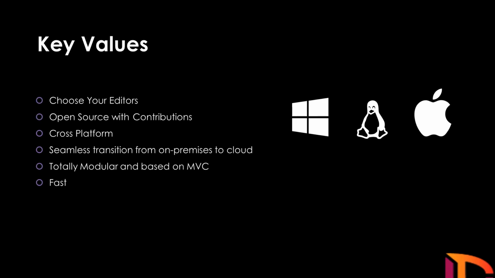So what are the key values that were included in this Core framework? The basic structure I showed you earlier, the .NET Framework, was limited to Windows machines. Now with Core, we have the option to choose our editors. It is open source, so we can also contribute as developers. Initially, Microsoft did not have that provision. And there is a seamless transition to cloud.